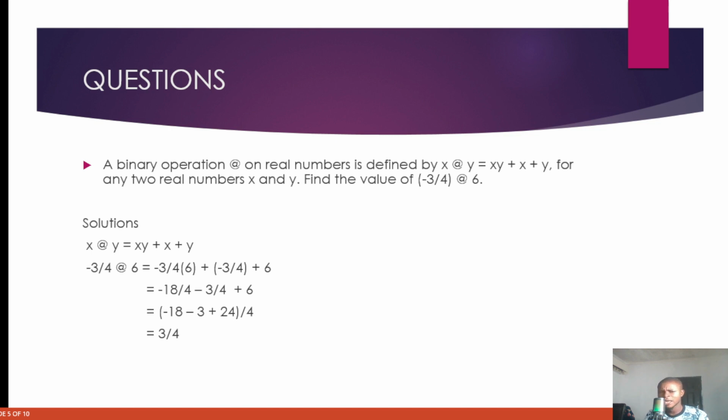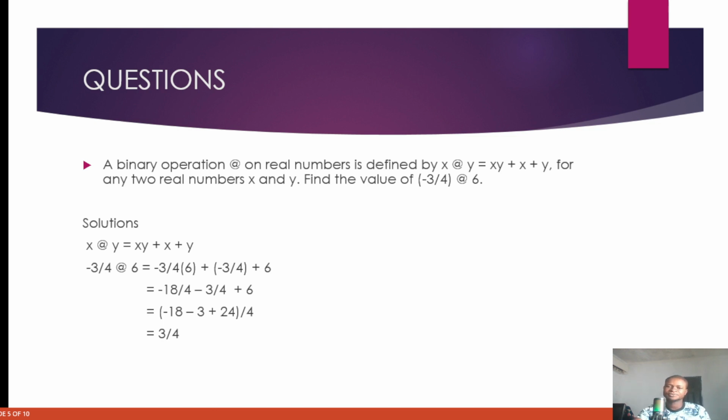So obviously, anywhere I see x, I put minus 3 over 4, and anywhere I see y, I put 6. So this has come to play in our solution. In our solution here, I have x star y, which is equal to this, and I substitute my value in order to get 3 over 4 at the end of the day. So let's check another example, and let's see how we can solve those examples as well.